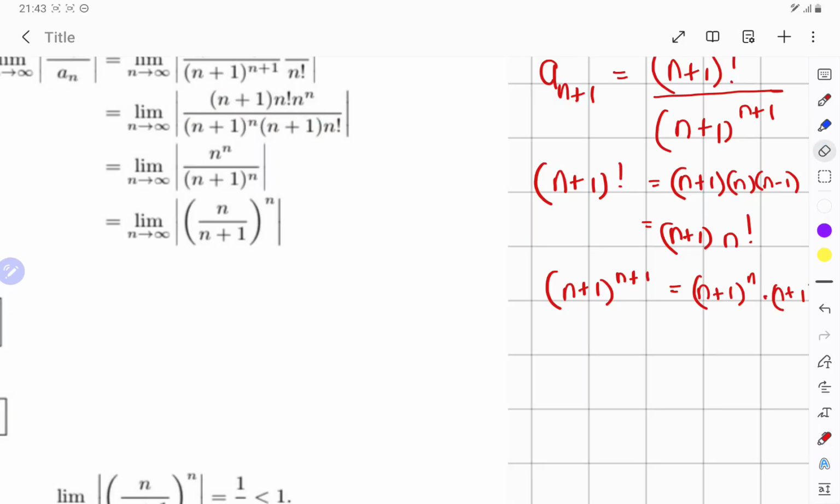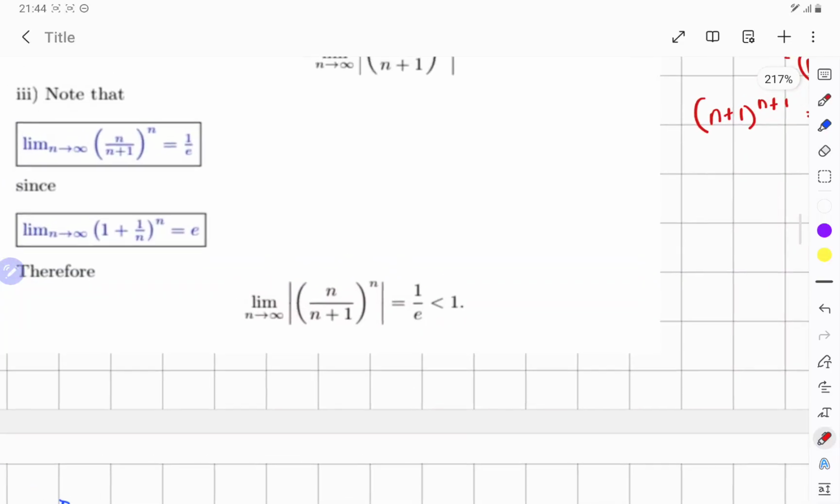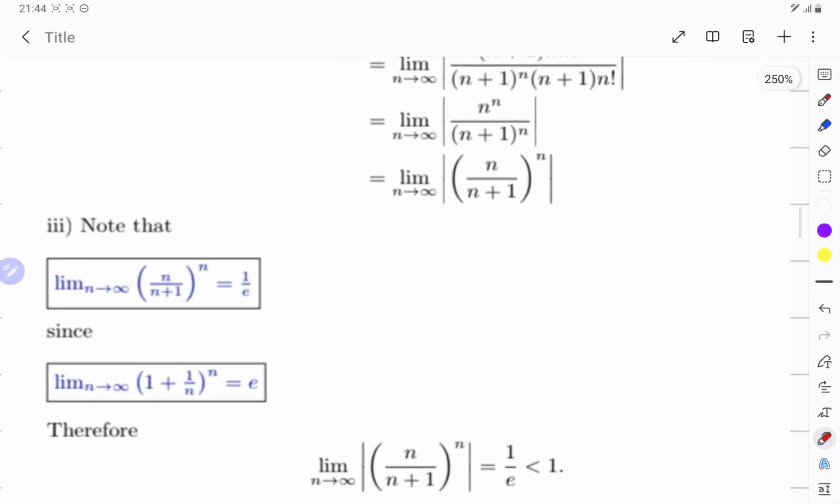Now, in my next step, I'm going to cancel. These n factorials will cancel. My n plus 1 will cancel. And I'm left with n to the n over n plus 1 to the n, which is n over n plus 1 to the power of n. Now I want you for the exams to really study these. They do come up a lot.